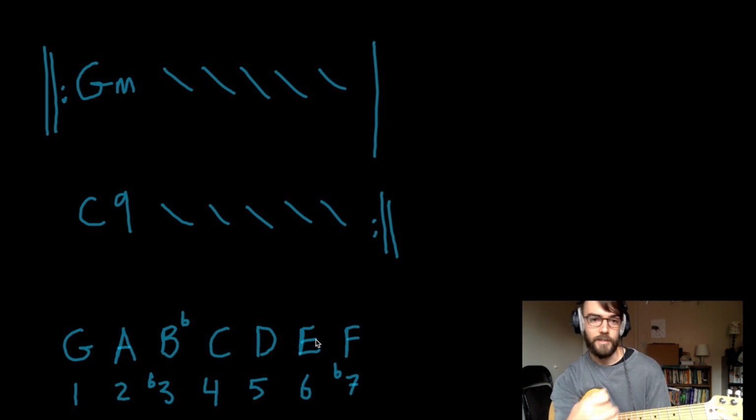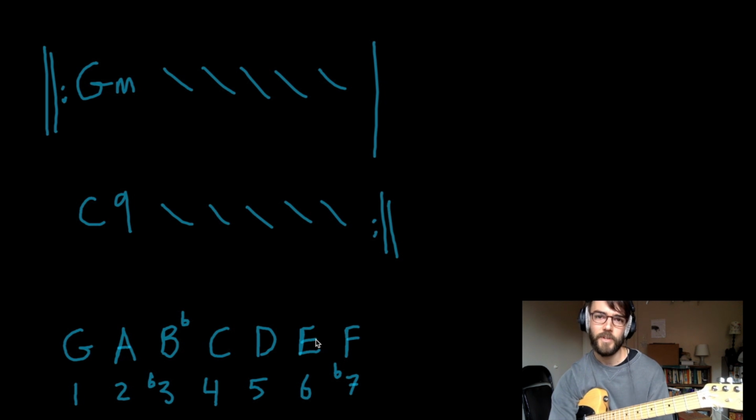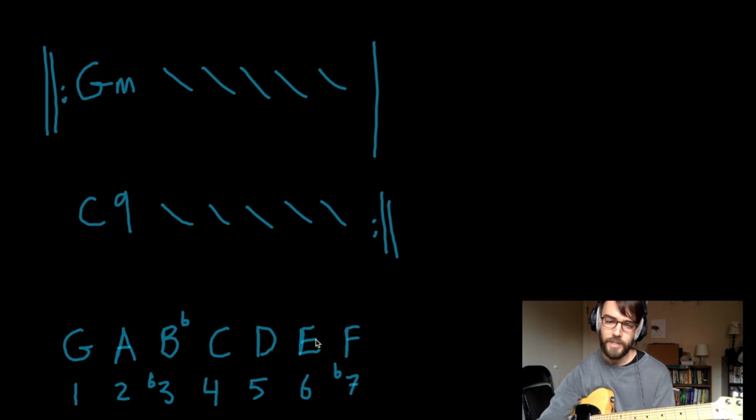So if you're playing a C9 chord, which has an E note in it, an E natural, and then you play an E flat over top of it, it's not going to sound all that great, because those notes are right next to each other and they're going to create some dissonance there. So there you go.